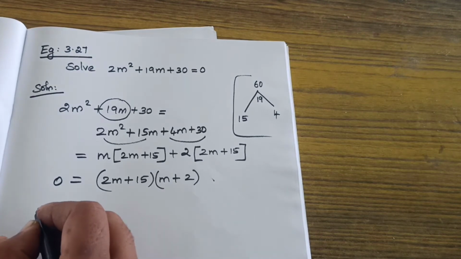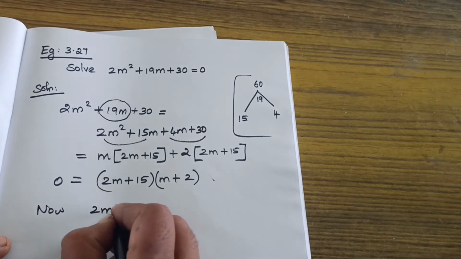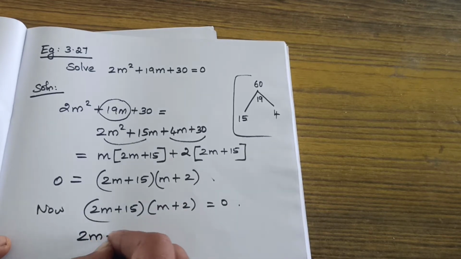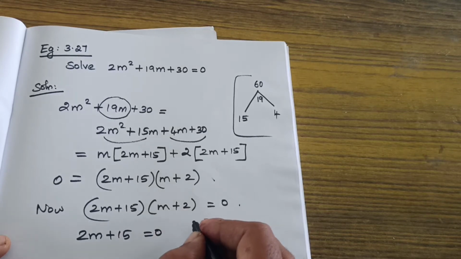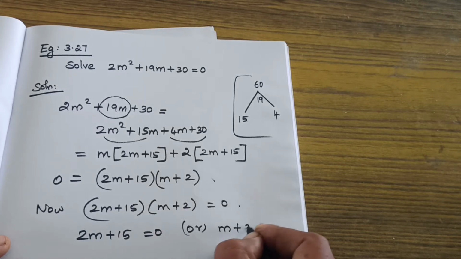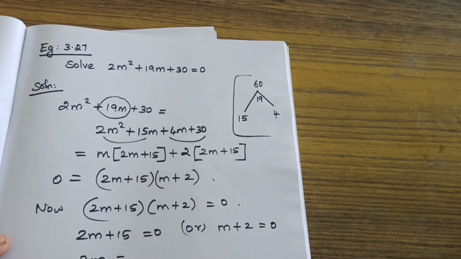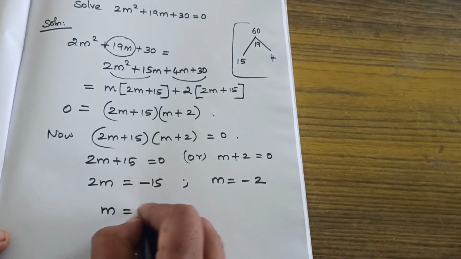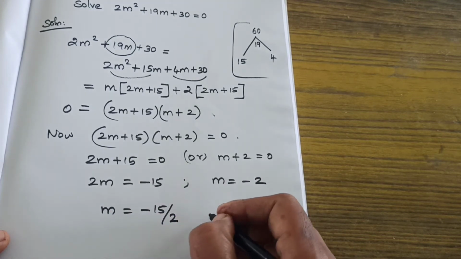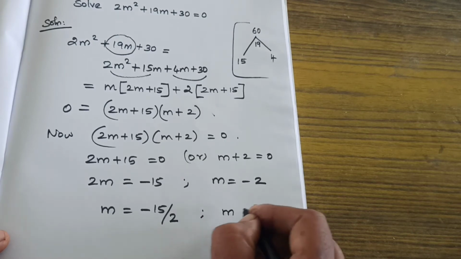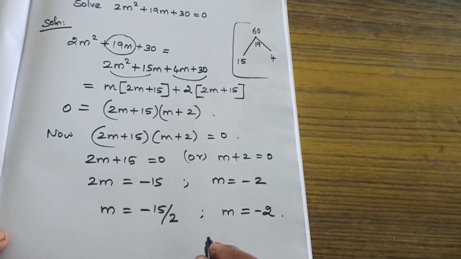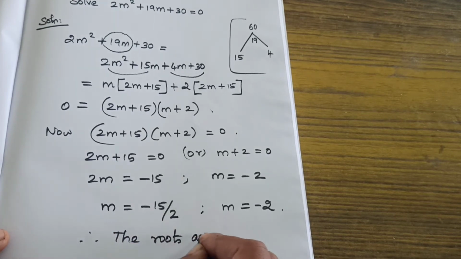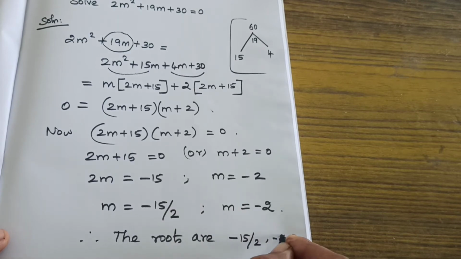Got it? After that solve this equal to 0. So now (2m + 15)(m + 2) = 0. 2m + 15 = 0, or m + 2 = 0. So 2m equal to, while transposing, minus 15, and here m equal to minus 2. So m equal to minus 15 by 2, and here m equal to minus 2. That's all the answer. Therefore the roots are minus 15 by 2 and minus 2.